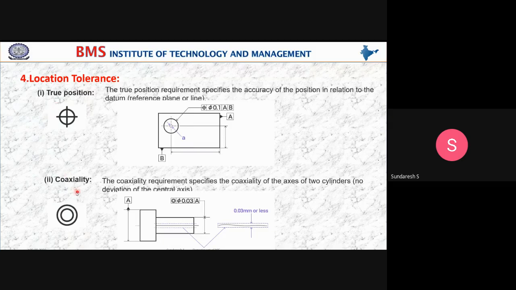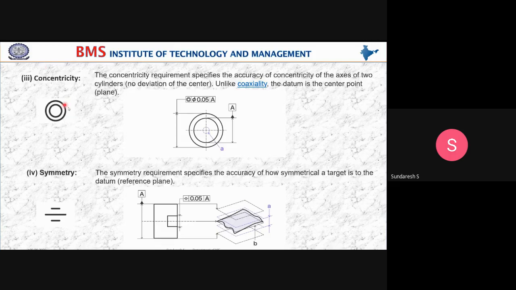Then the next one comes coaxiality. The coaxiality requirement specifies the coaxiality of the axes of the two cylinders, with no deviation in the central axis. Look here, this is the datum, and this is the line. These two lines should be coaxial, meaning they should be exactly along the same line. There should not be any variation in this axis. See this dotted line and the other continuous line. This 0.03 millimeter is the permissible variation in the coaxiality. Next comes concentricity, which is represented with a circle within a circle.